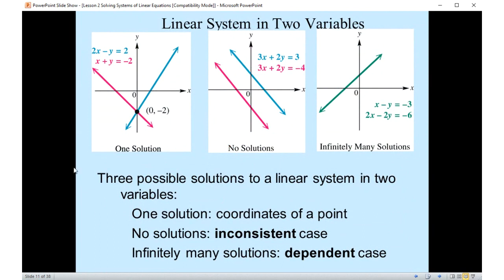Here are three situations. You can see the first situation, the lines have different slopes, so they're going to cross once. The second situation, when the x and the y coefficients are the same, then the slopes are the same, and they will never cross. And then this third situation, if you double every one of these terms, the first equation is exactly the second equation. They're the same exact line.